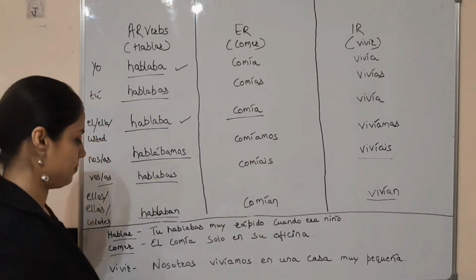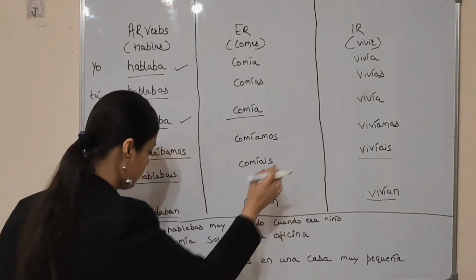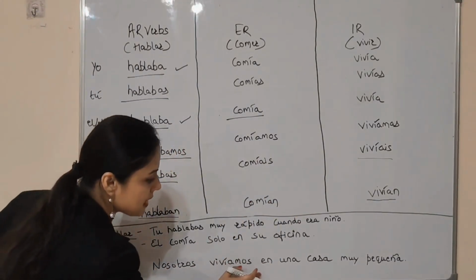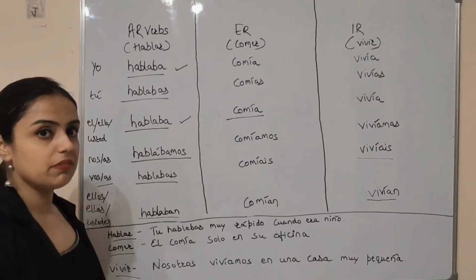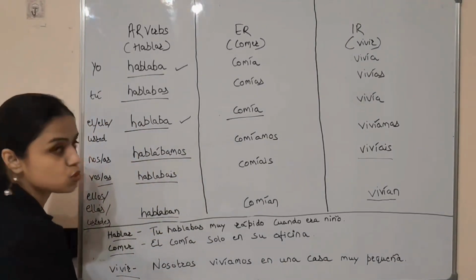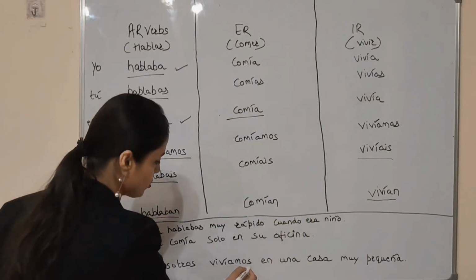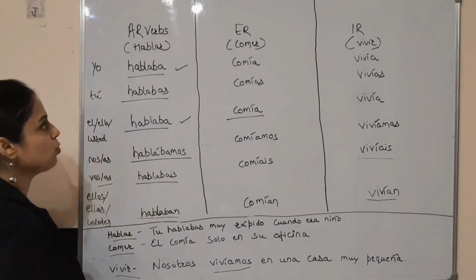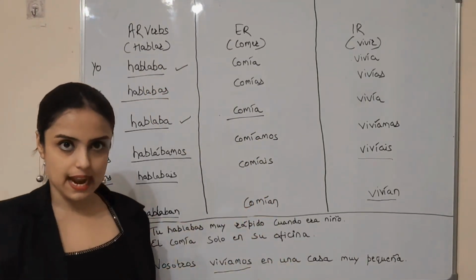Then vivir: nosotros vivíamos en una casa muy pequeña. We used to live in a very small house. So vivíamos. Vale? So I hope you understood this conjugation and the examples.